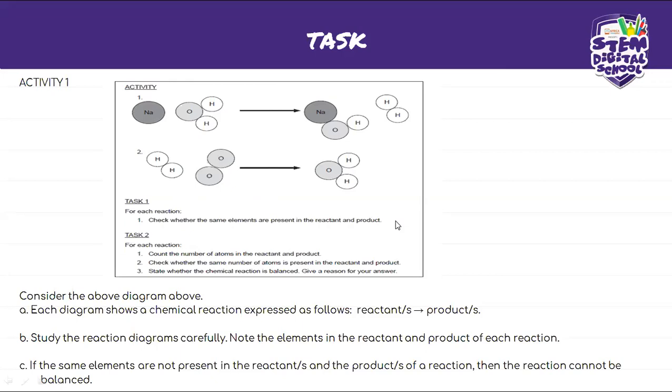So Tando, you are answering the two questions. You take one. If you check inside the box, you are seeing one and two. So you take equation one and answer the questions. You count the number of atoms in each reactant and product. Then check whether the same number of atoms is present in the reactant and product. Then three, you state whether the chemical reaction is balanced and give a reason for your answer.